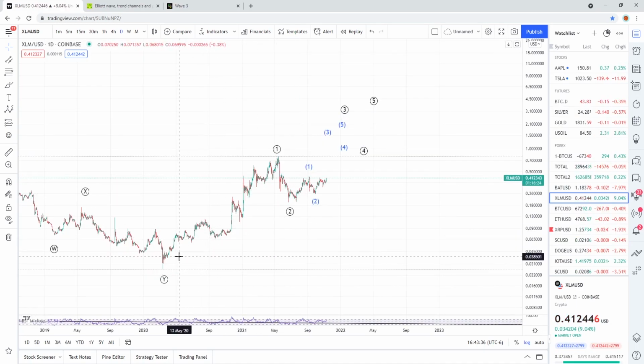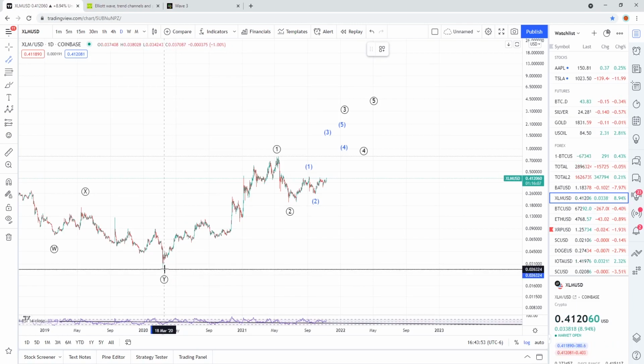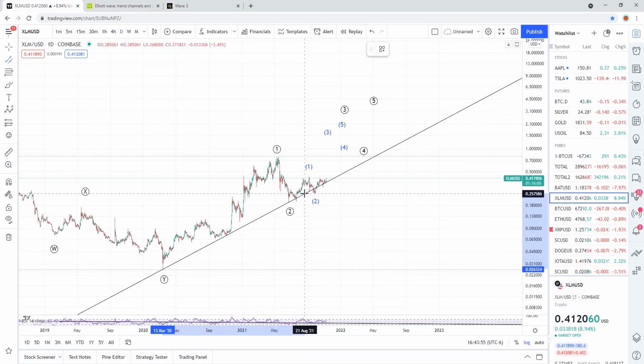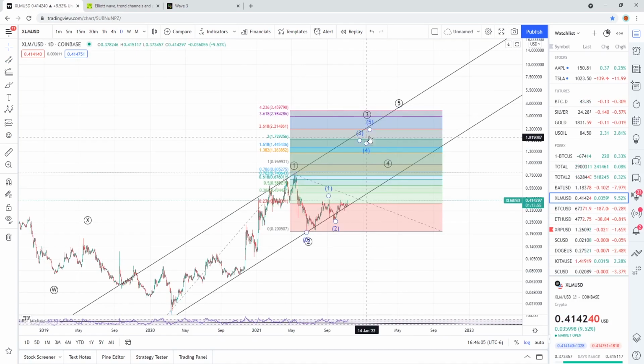Now I'm going to go over my price targets for XLM for primary wave 3 and the end of cycle wave 3. So the first way to try to measure out how high a primary wave 3 can go is you draw a trend line from the origin of wave 1 to the end of wave 2 and then parallel up to the top of wave 1. And the target for primary wave 3 is going to be that upper trend line.